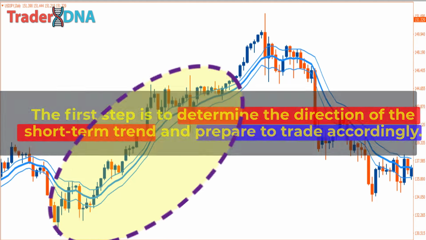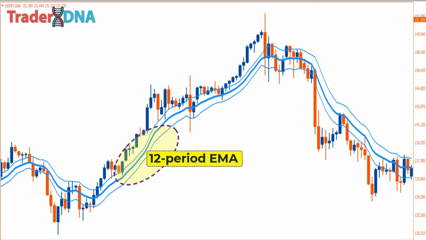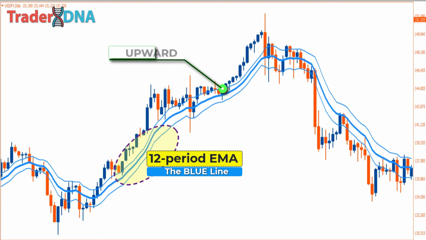This is where the 12 EMA, for simplicity, I'll refer to this as the blue line henceforth, comes into play. The blue line aids us in easily discerning the market's direction over the last 12 candles. It's the simplest principle imaginable. If the blue line trends upward, it indicates an upward short-term trend. Conversely, if the blue line trends downward, it signals a downward short-term trend.